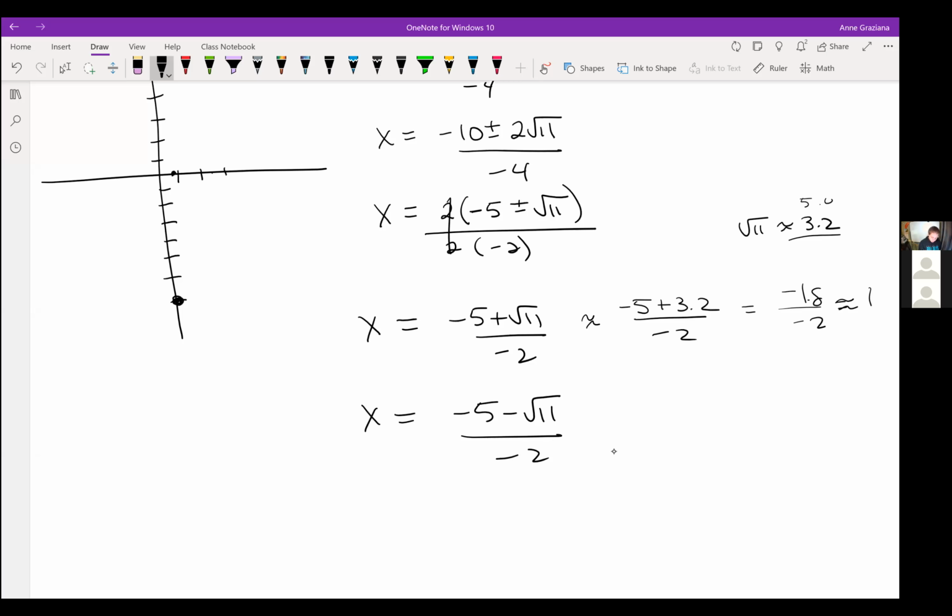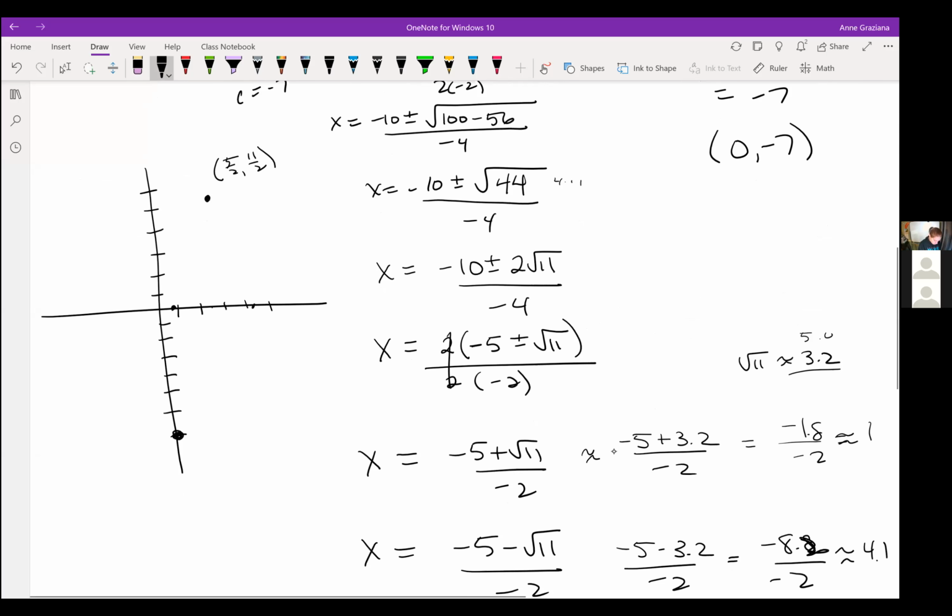And the other one is going to be negative 5 minus 3.2 over negative 2, which is about negative 8.2 over negative 2. So it's about 4.1. So yeah, that looks pretty symmetrical. So your parabola is going to look like this.